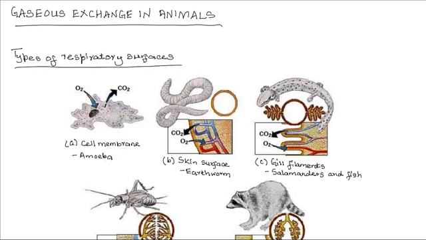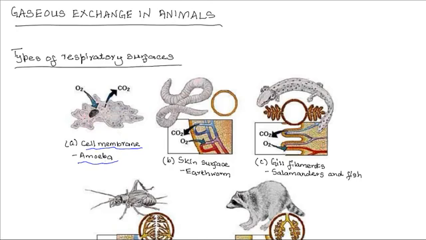Now, various types of respiratory surfaces have been developed by different animals to facilitate rapid gaseous exchange. The type of respiratory surface depends on the size of the animal, the activity, and the environment in which the organism lives. For example, in unicellular animal-like organisms such as amoeba, gaseous exchange occurs over the cell surface, that is the cell membrane, because being single-celled, the organism has a large surface area to volume ratio.